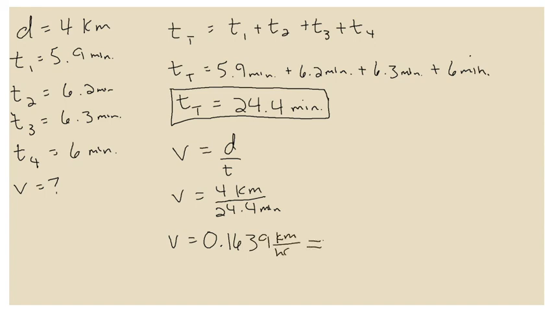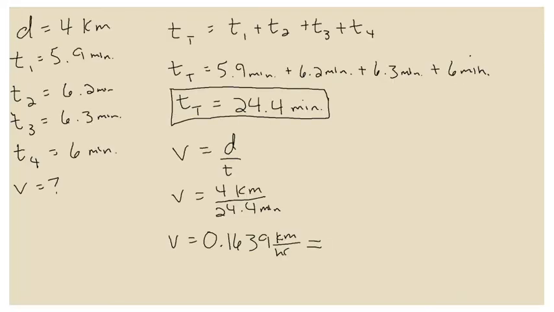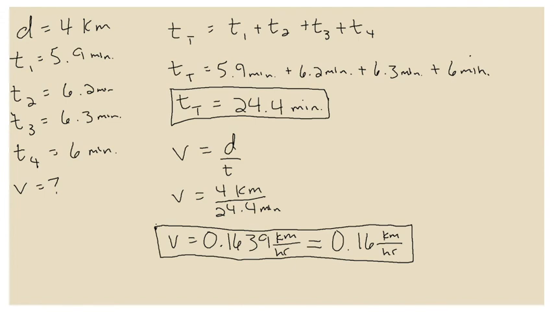And if we look at the answer choices, they have them all rounded off to 2 digits, so we'll call it 0.16 kilometers per hour. And that's it. That one's pretty straightforward, and that's about as annoying as they can be, just because we have to find the total time.